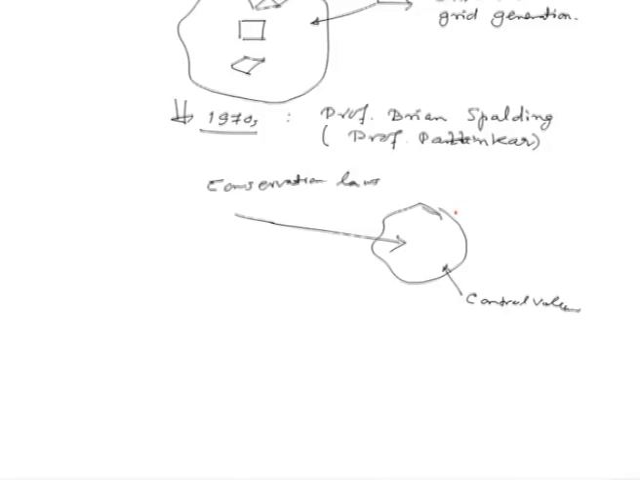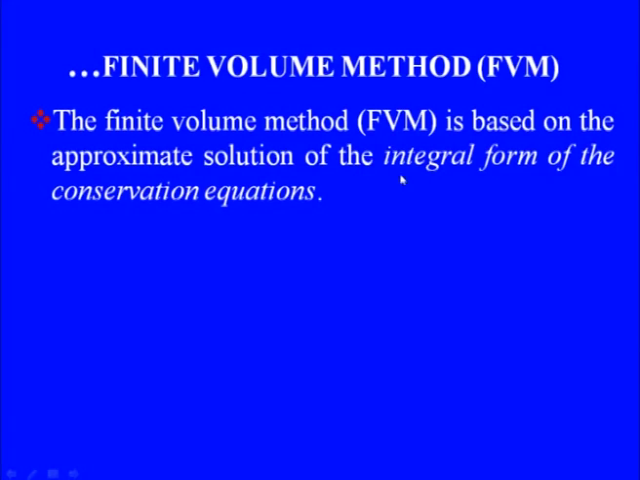The technology for that is available in unstructured grid generation techniques, and we make use of the basic conservation principles, or satisfaction of the conservation principles, at each one of those smaller control volumes. So from the beginning the finite volume method is based on the approximate solution of the integral form of the conservation equations. Now this integral form of the conservation equation is available the way we have derived it in our mathematical modeling module from the first principles.